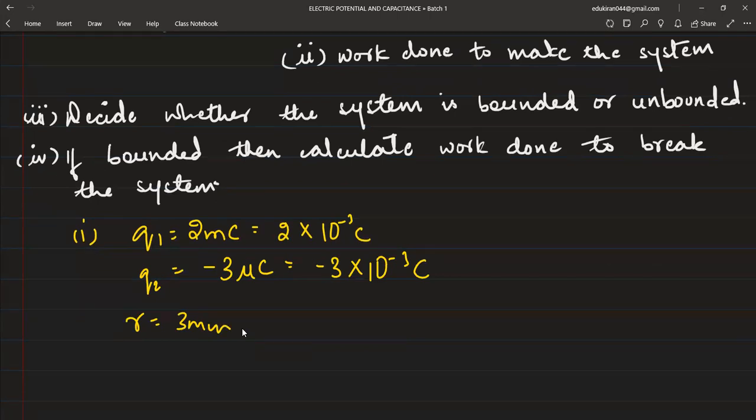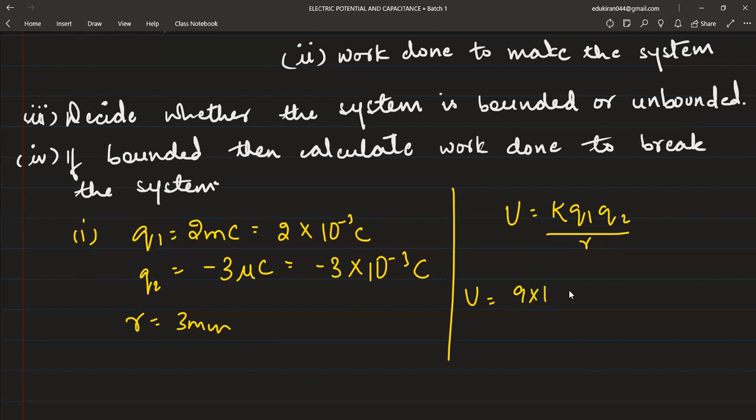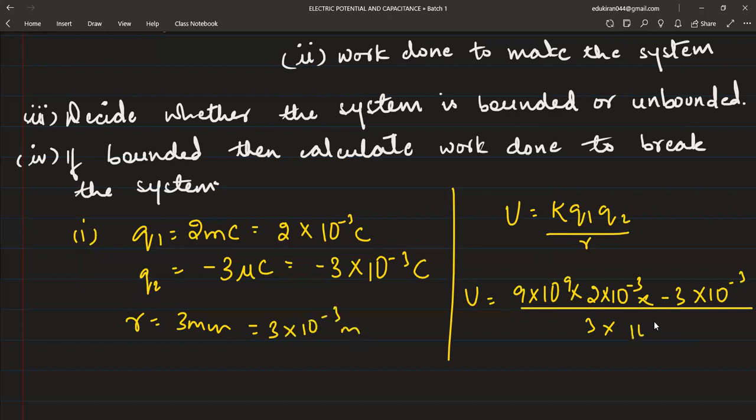The formula of potential energy is U is equal to K Q1 Q2 divided by R. K is 9 into 10 to the power 9. Q1 is 2 into 10 to the power minus 3. Q2 is minus 3 into 10 to the power minus 3, divided by 3 millimeters. It is 3 into 10 to the power minus 3 meters. So 10 to the power minus 3 cancel, 3 cancel. So this is equal to minus 18 into 10 to the power 6 joules.